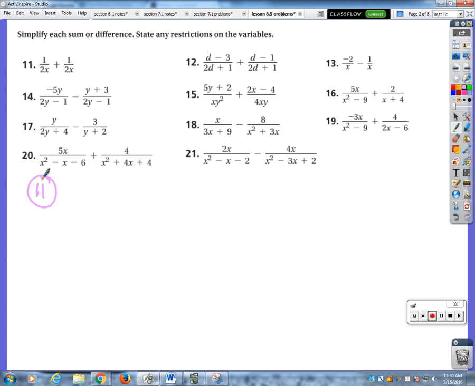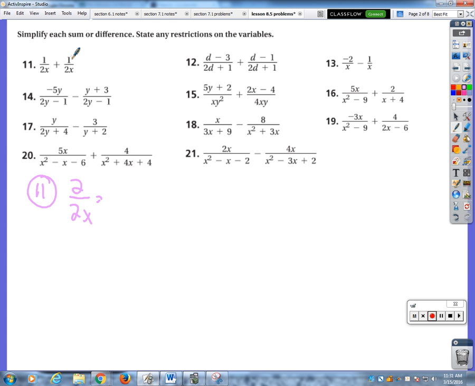Okay, so for number 11, this should be an easy one to get you started. What do you notice about the two fractions? Yeah, they've got common denominators already. So if I'm going to go 1 over 2x plus 1 over 2x, then I just add the numerators, and that gives me 1 over x. Try that again. 2 over 2x, because 1 plus 1 is 2 and the 2x's stay the same.